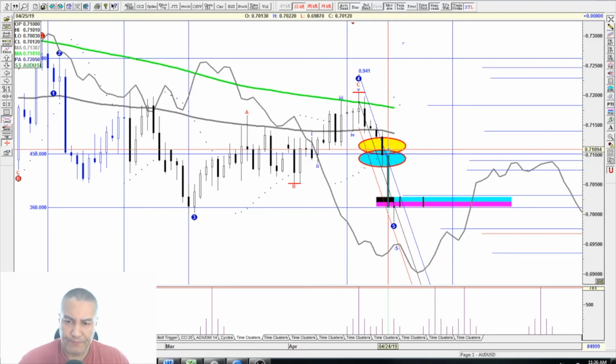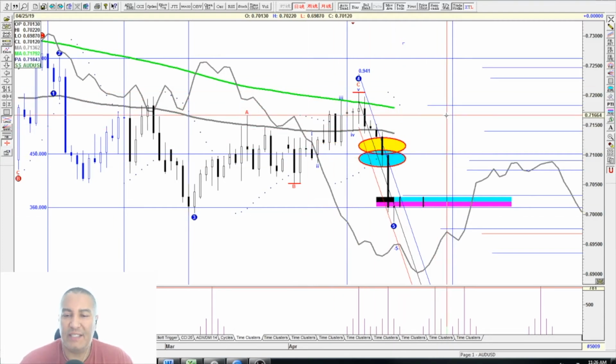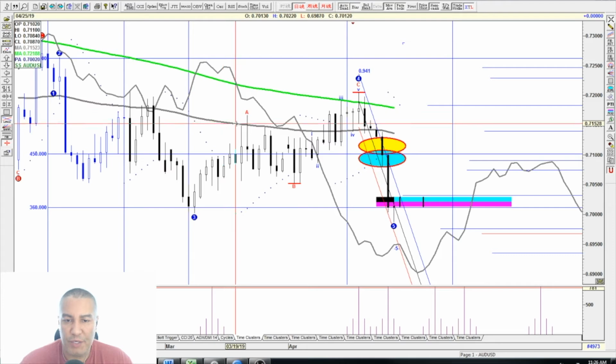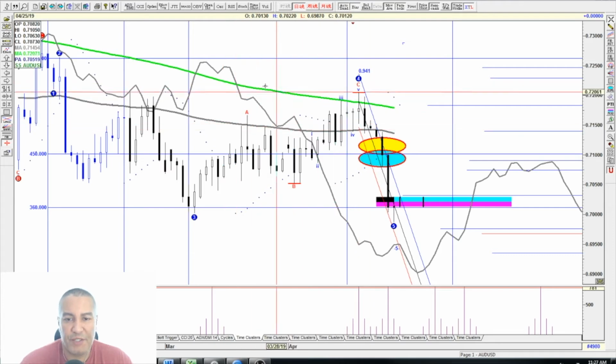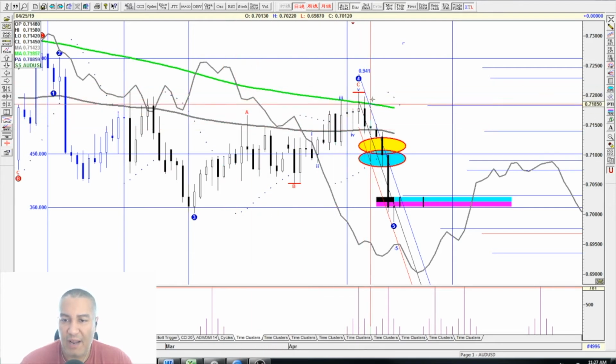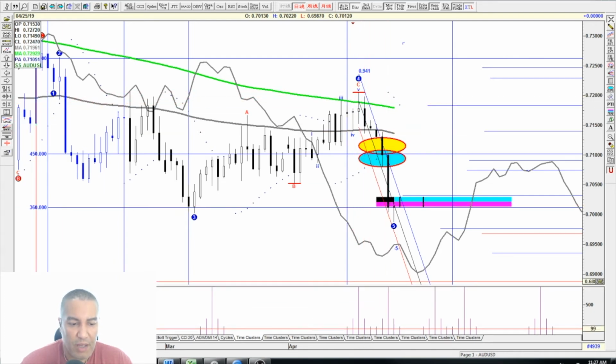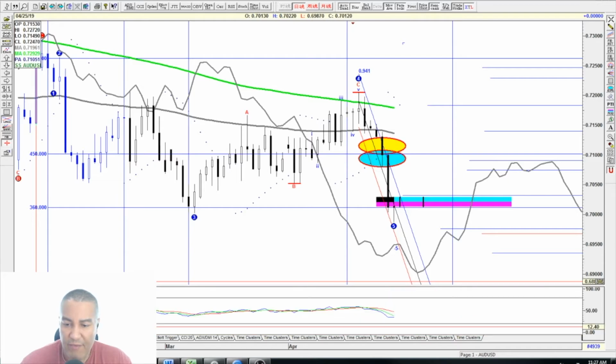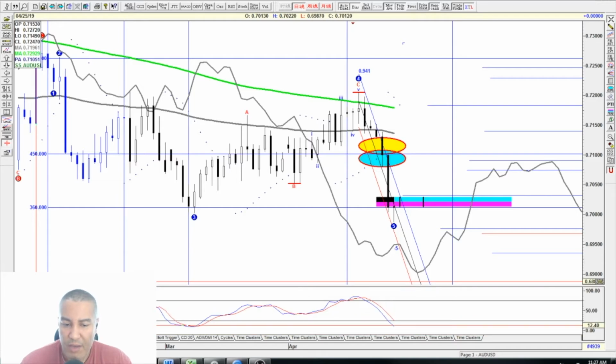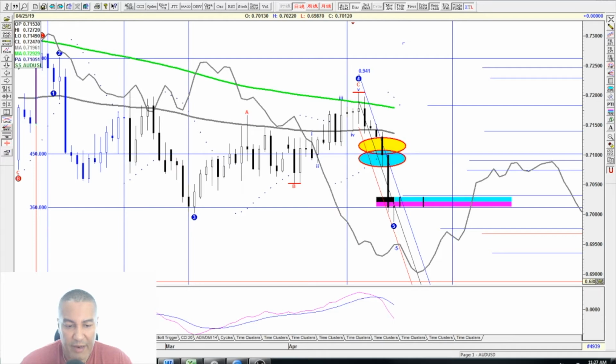So yeah, this is what I'm seeing. This is the 100 exponential moving average. This is the 200. You can see it just couldn't get above it, man. Just couldn't get above it, and now we're pushing lower. Oscillators are negative. RSI is pushing lower. The Stochastics are negative. MACD is negative.